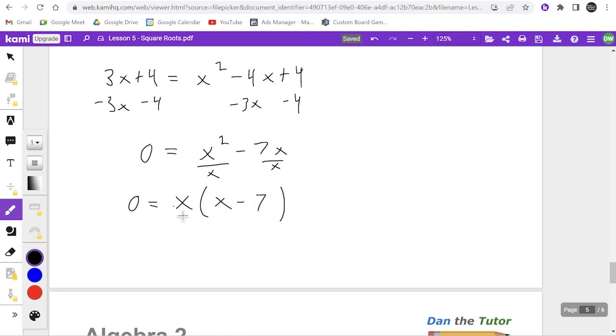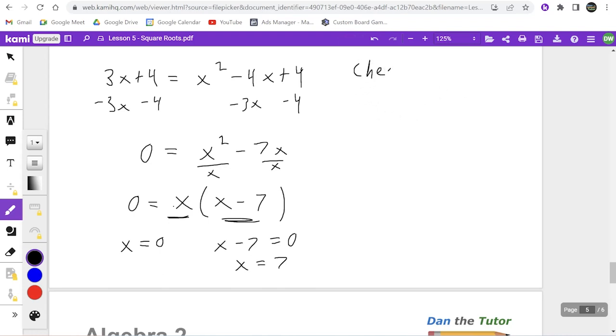And now, what do you have to do? You have to say both of these things equal 0. So for instance, x equals 0 and x minus 7 equals 0. Now obviously x equals 0 is already solved. We're done there. And then the other one is x equals positive 7 because you add it to the other side. So right now I have two solutions. They could be wrong. I still have to check them.